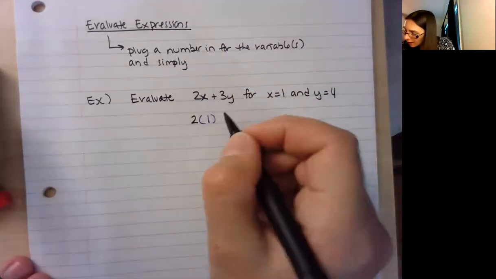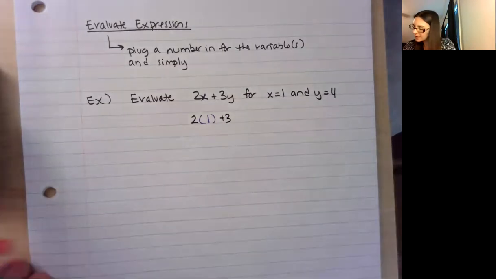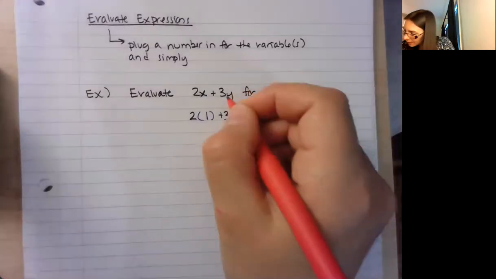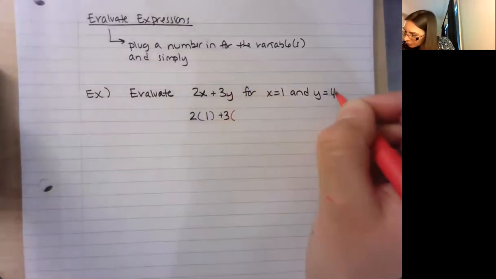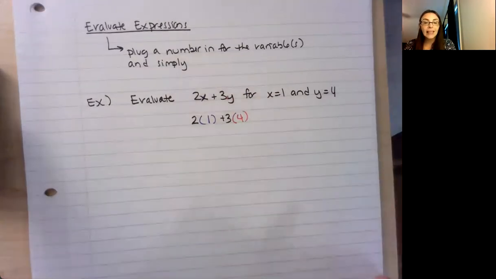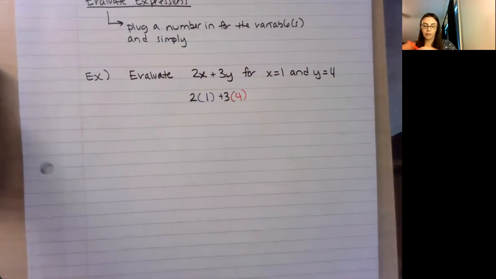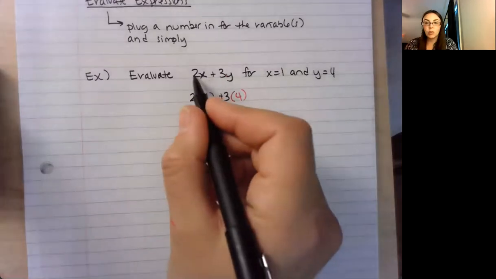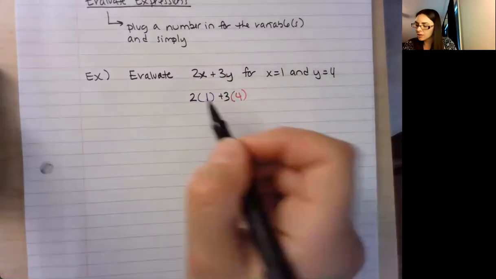And then for my y, I'm going to do the same thing. Wherever I see that y, I'm going to replace it with, in this case, the number 4. I like to use parentheses when I evaluate because it reminds me what to do. So here I can see 2x means 2 times x. So I'm reminded here this is 2 times 1.